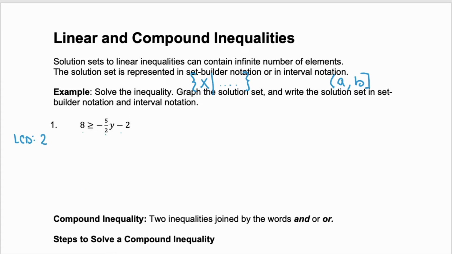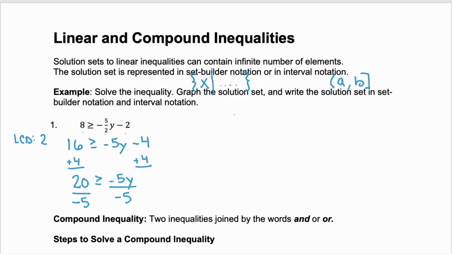So all three of these terms get multiplied by 2. That gives us 16 is greater than or equal to negative 5y minus 4. Good, fractions are gone. Now we need to slowly isolate that variable y. Let's add 4 to both sides. That'll give us 20 is greater than or equal to negative 5y. To isolate y, we're going to divide by negative 5.